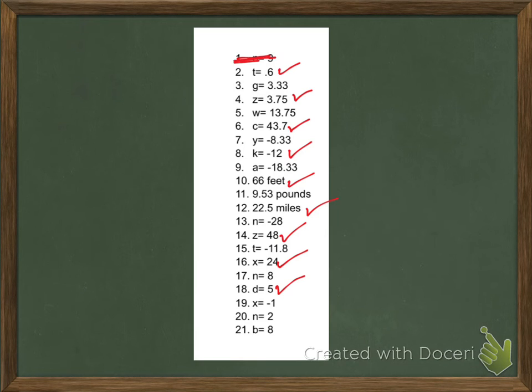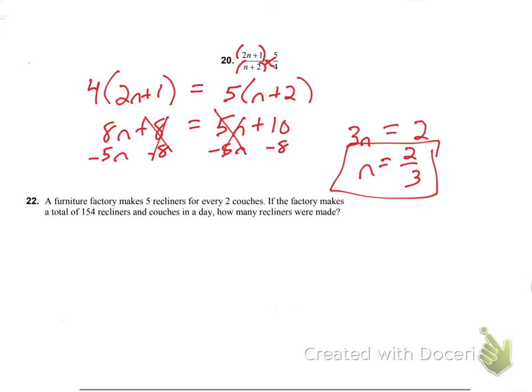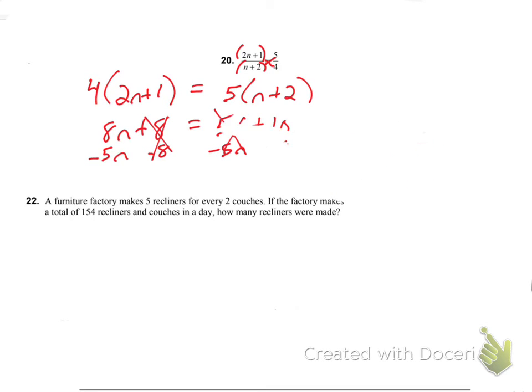Let's see if I got that one right. Looks like I got that one wrong, because n is supposed to equal 2. How did I get that one wrong? Well, let's try it again. It's the only way you figure out how you got it wrong, right? It's probably with a multiplication error.